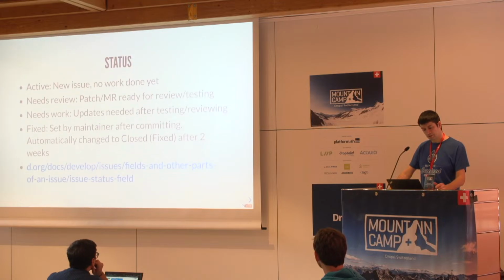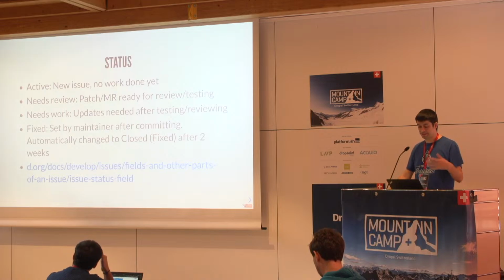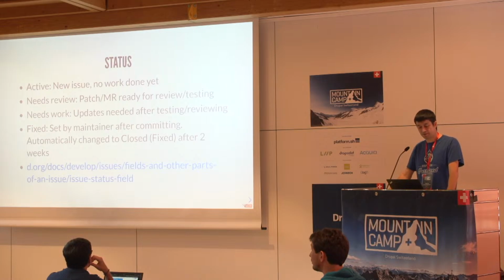For the status, there are a few more, but these four are the basic workflow. A new issue starts as active. When you contribute something, usually a patch or a merge request, then it needs review, but it can also be an image or whatever. If there is feedback from tests or user reviews, it's set back to needs work, which indicates that there needs to be more stuff done on it. And then eventually, for anything that's code changes, it's set to fixed when committed by the maintainer.